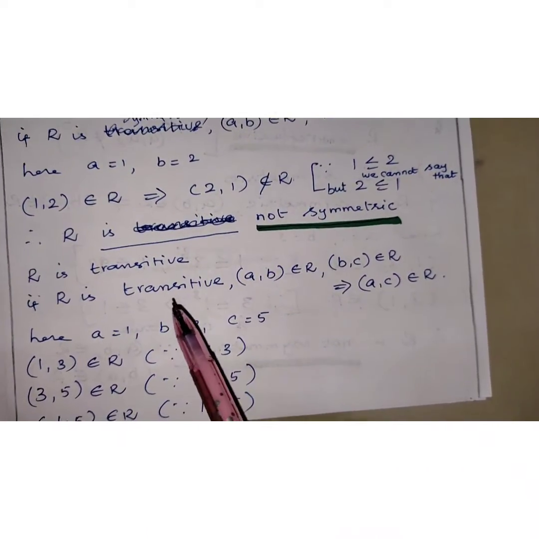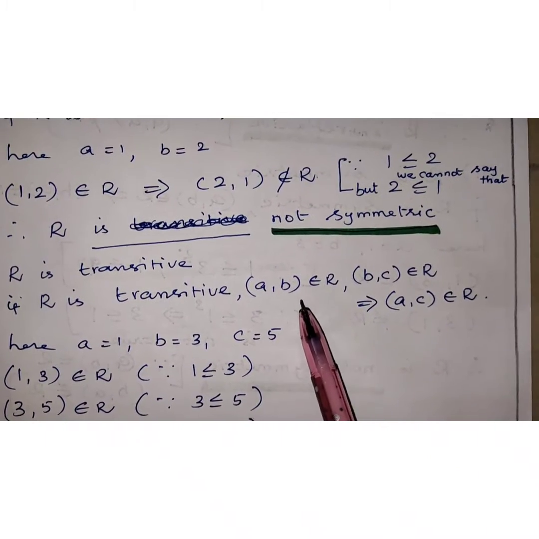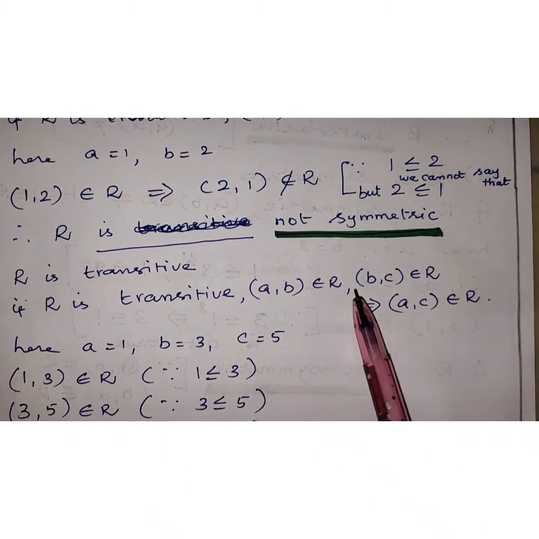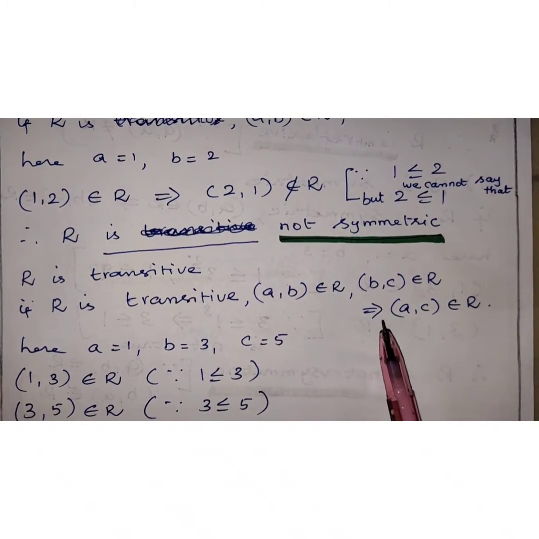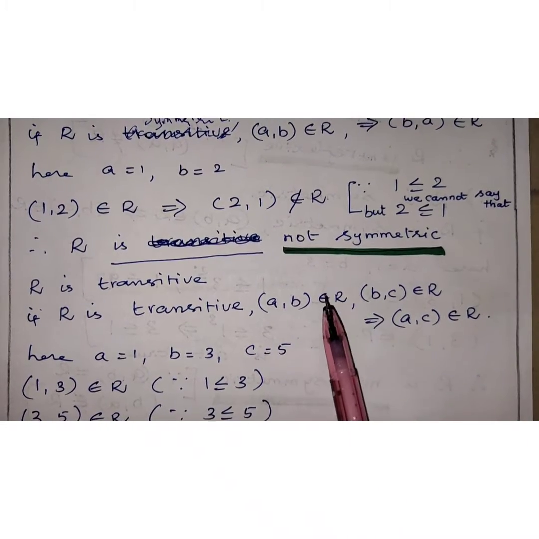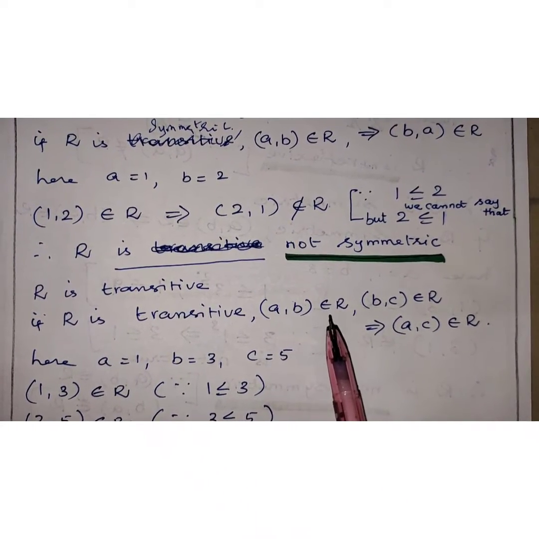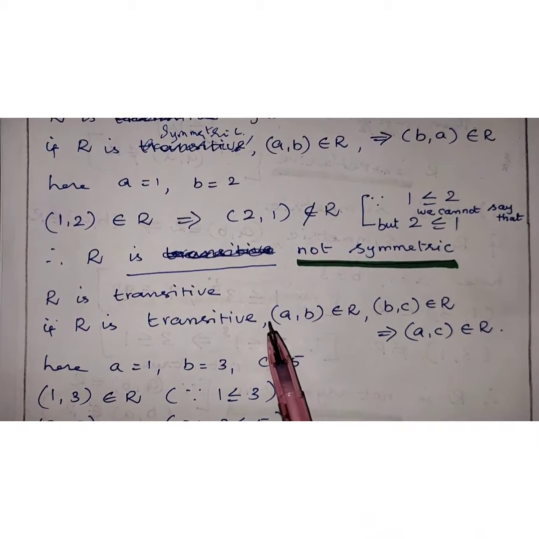If R is transitive, we know that the condition is: a pair (a, b) belongs to R, another pair (b, c) belongs to R, that will imply that (a, c) belongs to R. If these three conditions hold, then only we say that R is transitive.